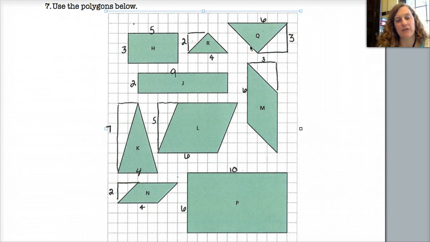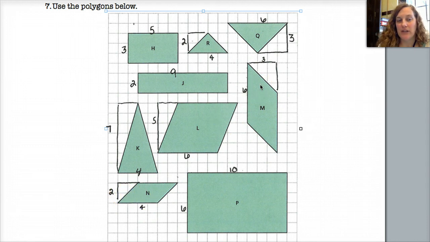That leaves our parallelograms. N has a height of 2, width of 4. L has a height of 5, width of 6. And this one has a height of 3 and a width of 6. So again, one of these parallelograms is not like the other. L is a much more squared shaped parallelogram, where M and N are more similar shaped, and then we can verify it by looking at their dimensions, 2 by 4 and 3 by 6.